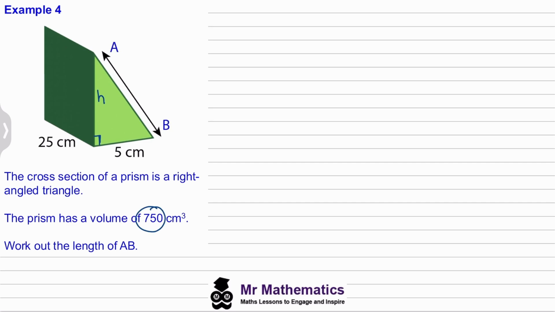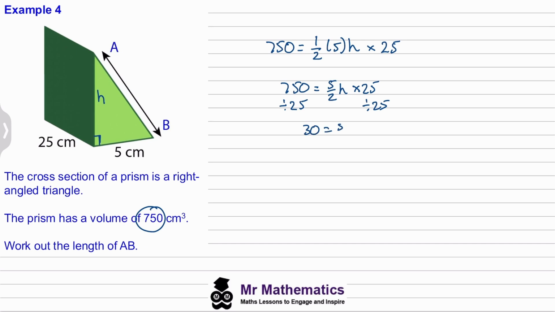We know the 750 will equal the area of the cross-section, which is 1/2 of the base times the height, multiplied by the depth. So we can tidy this up as 5/2 times 25, and we can divide both sides by the 25. This will give us 30 is equal to 5/2 times h. And then we can divide both sides by the 5/2, or 2.5. So the perpendicular height will equal 12 centimeters.